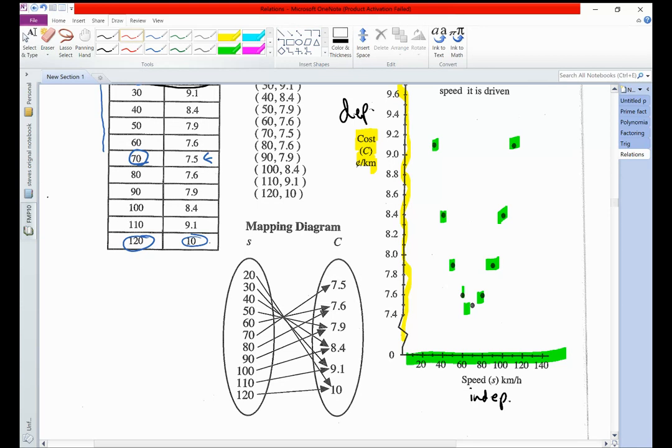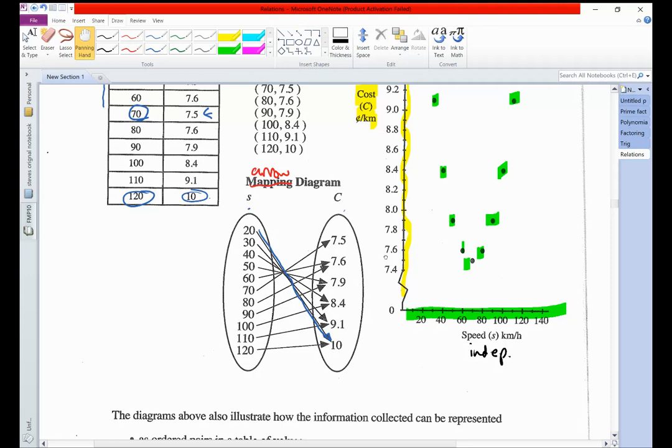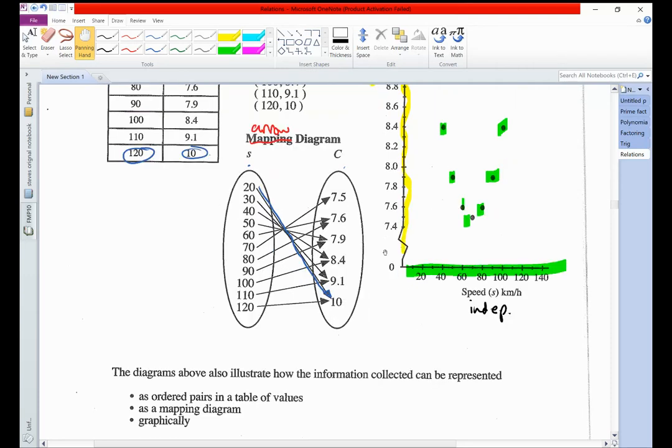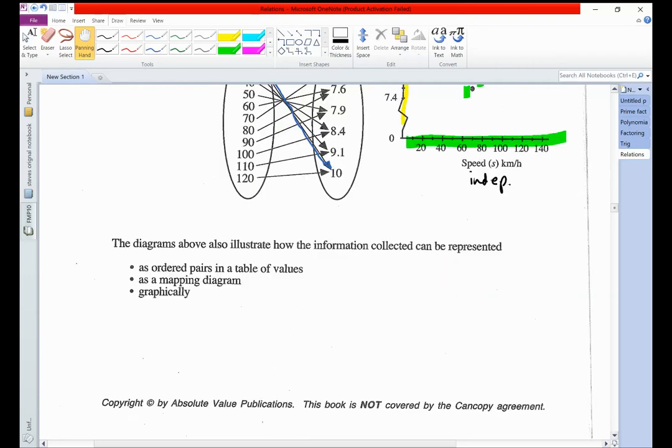A mapping diagram or arrow diagram is kind of similar to the table, but it's showing it a little bit different, right? So we know if we drive at 20 kilometers an hour, it'll cost us 10 cents a kilometer. So you're drawing arrows from the input to the output. So those are just 4 different ways to represent that relationship. They each tell you all the information you need to know.